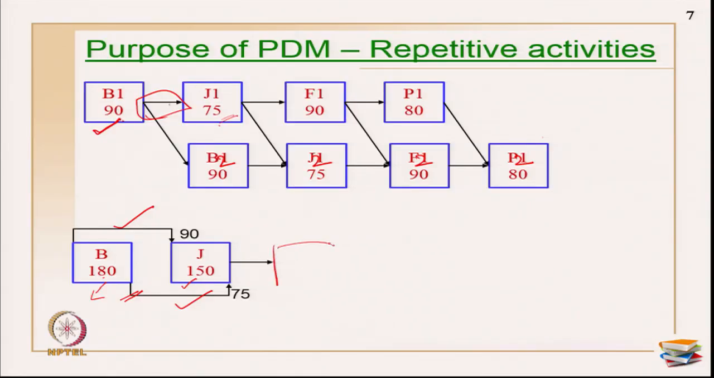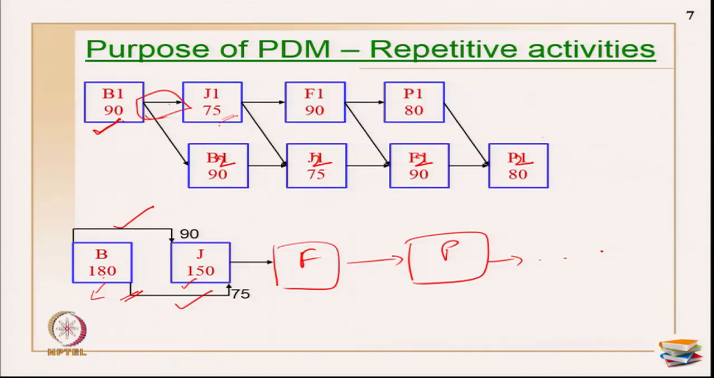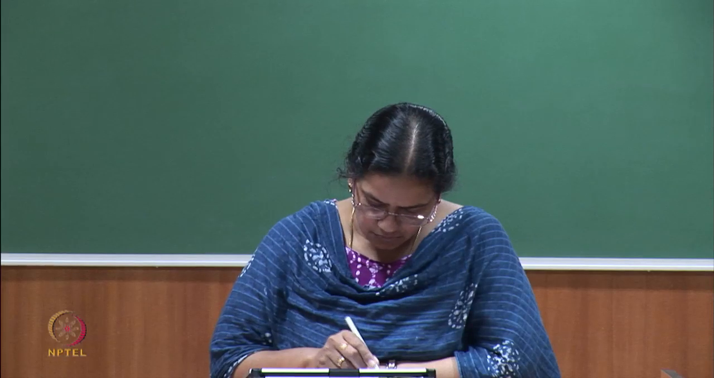This way you may have to extend for flooring, you may have to extend for painting and so on, and whatever the other activities, you may have to extend. So, this is the second main purpose of working on a PDM network. First, primarily to show overlaps, and next we can also show repetition activities in a very nice way with the help of the other types of relationships which we have in PDM.